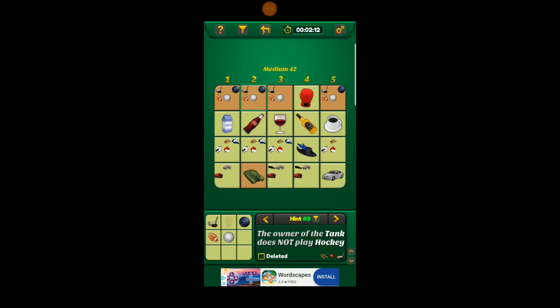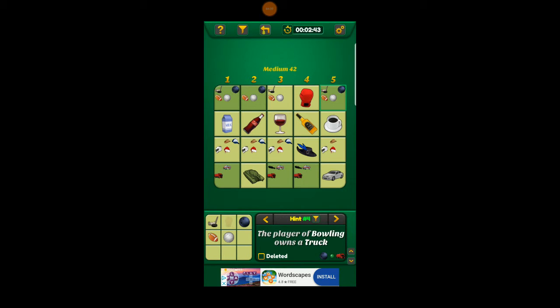So it's saying the tank does not play hockey. Go up there, touch number 2. Touch hockey quickly to get rid of that square only. And then moving on. Now look at this. This is a good one. It tells you that the player of the bowling owns a truck, right? If you look on 5, there's a car on it. It's not a truck. So we know automatically that this can't be bowling. It can't be bowling because it can't be a truck.